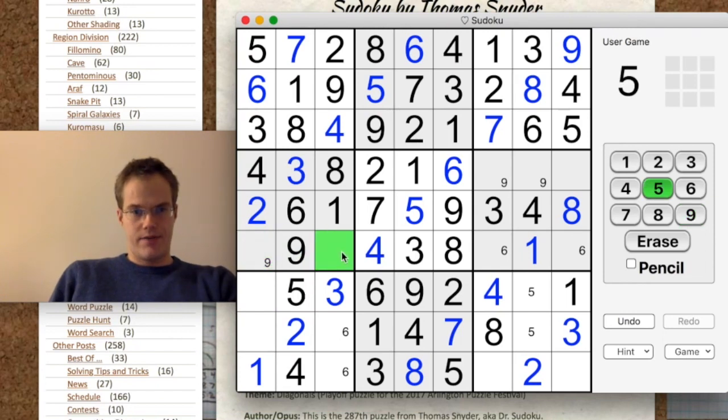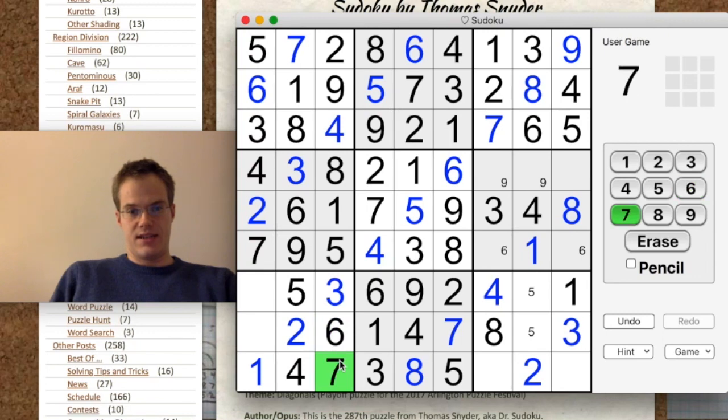What do we need here? We need a 5 and a 7. So that's a 7. See the 5 there. And that's a 5. This column, well, we've got the 6s. And then 7 is the other number we need. Well, 7's there. So that lets us go 6 and 7.